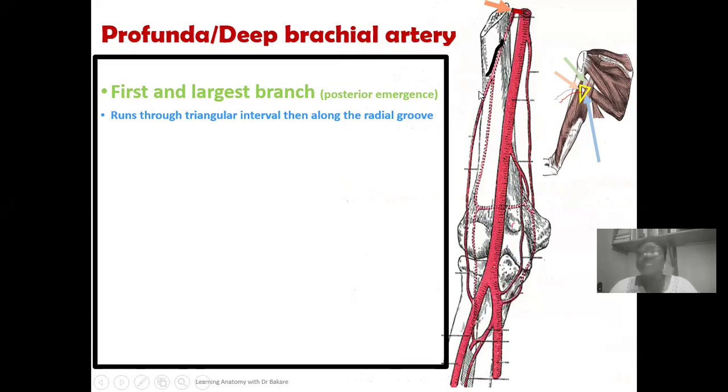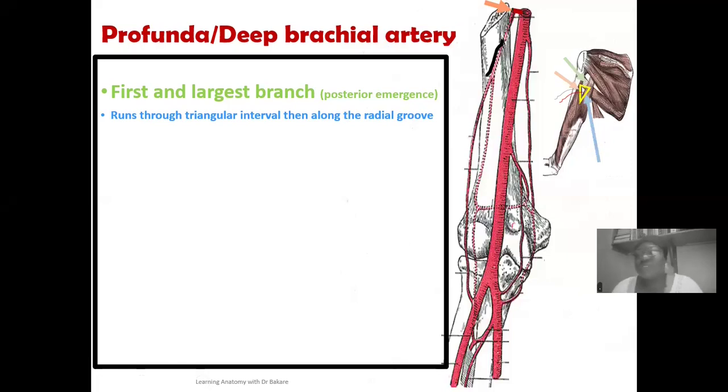This radial groove, we say that it is a spiral groove that is located around the posterior region of the humerus. We've also described this in detail in our previous lecture on the humerus. The profunda or the deep brachial artery is not seen to pass through this radial groove alone. It is also seen to be accompanied by the radial nerve. Don't forget that the radial nerve also accompanies the deep brachial artery within the triangular interval. So they follow suit. These two structures, the profunda brachial artery and the radial nerve, accompany each other through the triangular interval and also through the spiral groove.